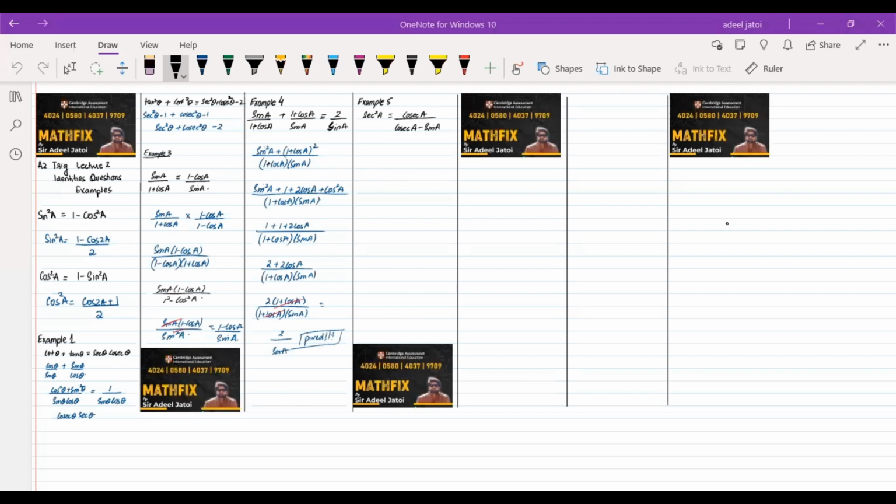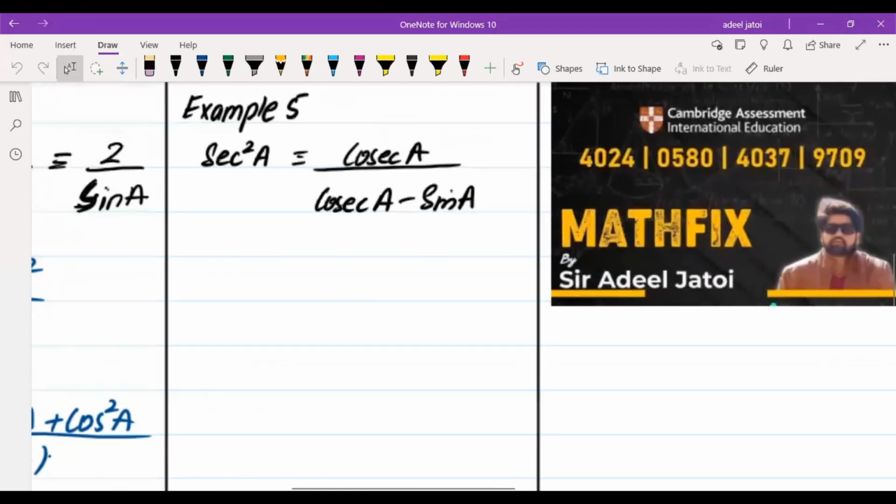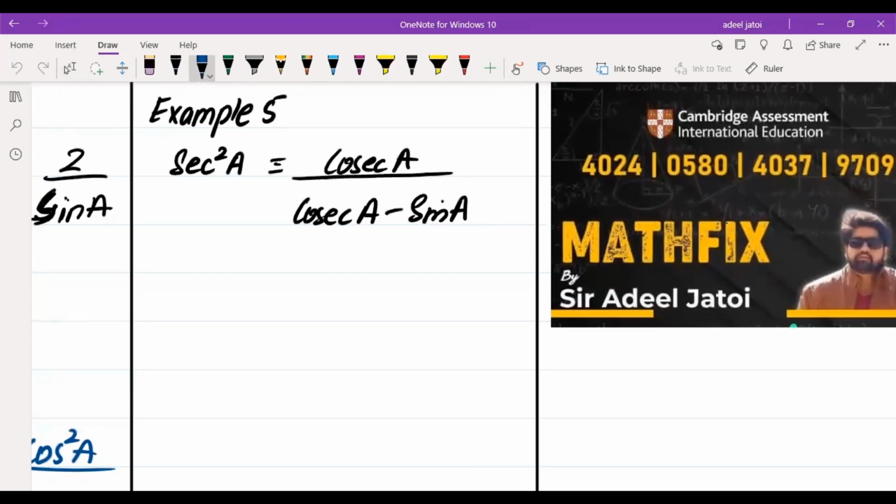Okay, example number 5. Example 5 says that we have sec square A, which is identical to cosec A upon cosec A minus sin A. So sec square A does not have much to do in it. We can always shift the right hand side to the left hand side as well. So we can write this as cosec A divided by cosec A minus sin A.